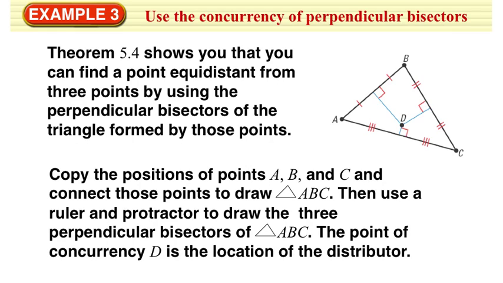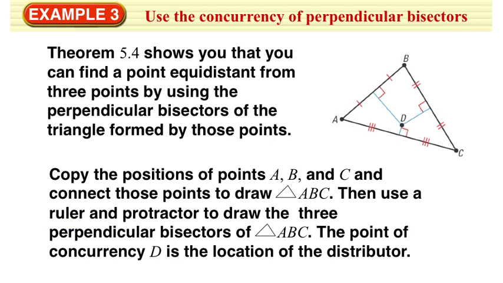So we can use that theorem to find a point that's equidistant from the 3 points by using the perpendicular bisectors. So in order to solve this type of problem, you would copy those positions that were given in that original picture of A, B, and C. So if we copied A, B, and C onto our graph paper or onto any other paper, we'd have this triangle right here.